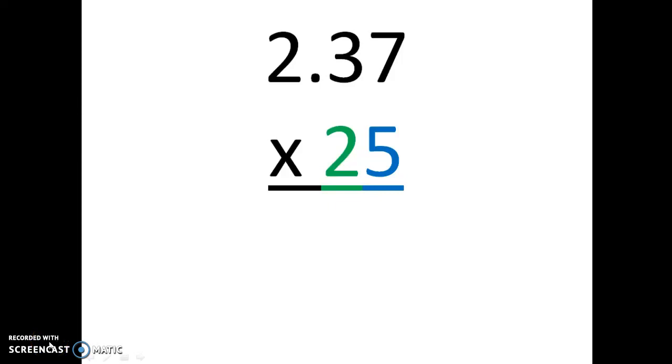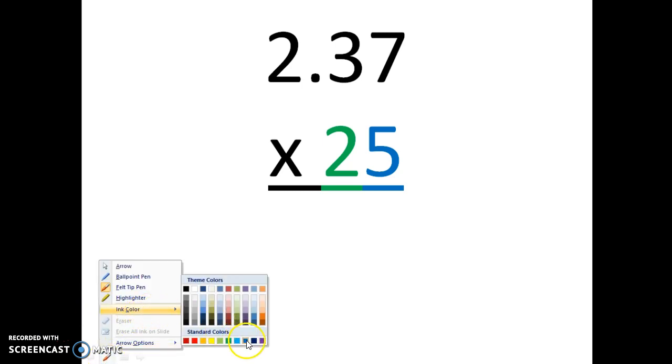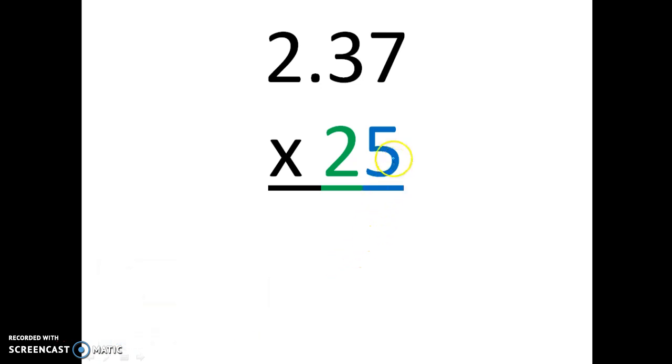Today we're going to be multiplying decimals. Here we have 2.37 times 25. We're going to start with our ones, 5. Here we got 5 times 7 is 35. Put the 5 and carry the 3.